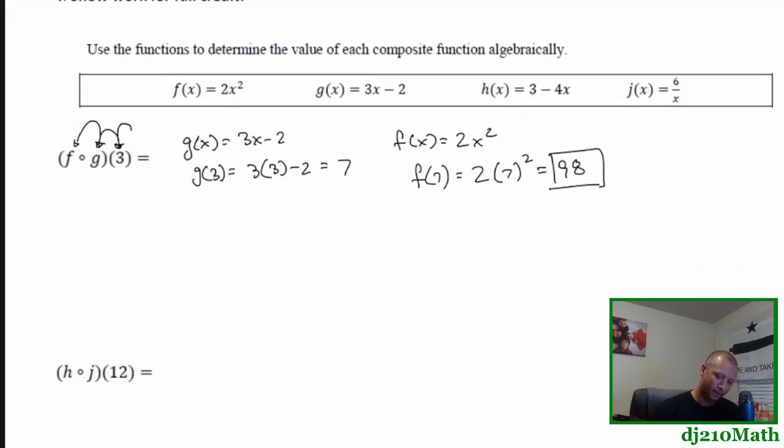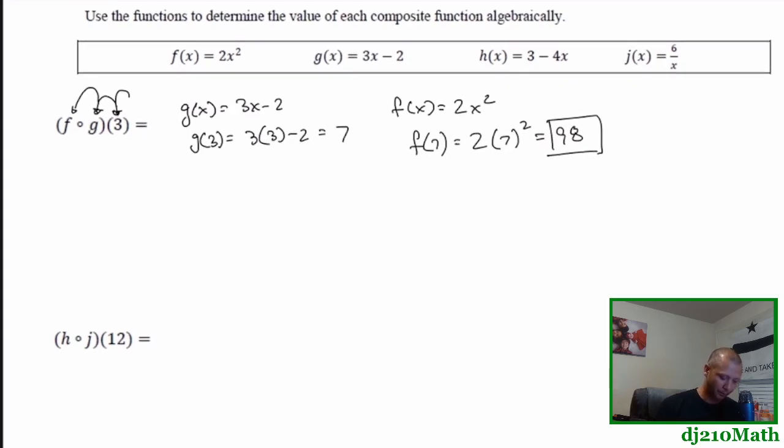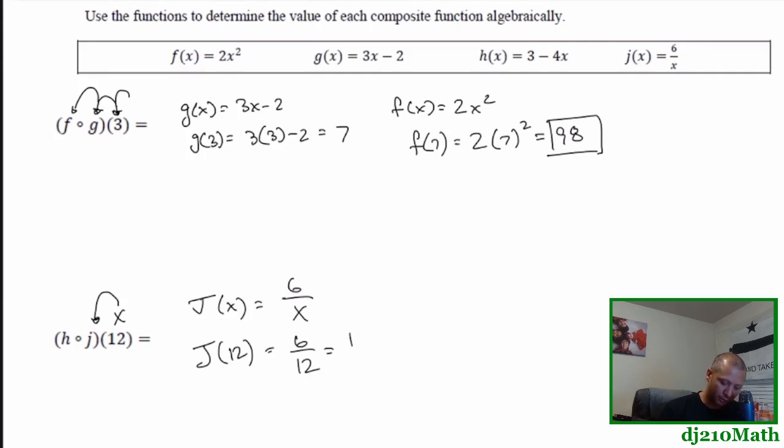I know that went quick, but that's how it goes. So x is 12. I'm putting it into j. So what's j? j of x is equal to 6 over x. So I'm putting 12 into j. That means 6 over 12, which reduces to 1 over 2. So 1/2 is the new input. Where am I putting that? I'm putting that into h.